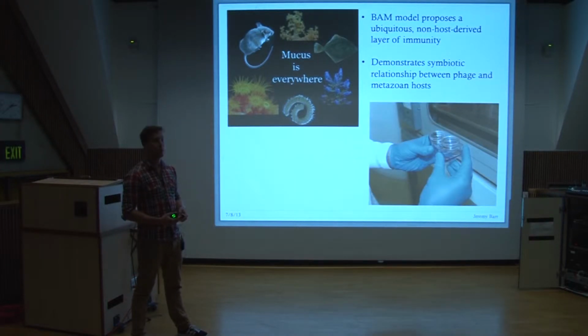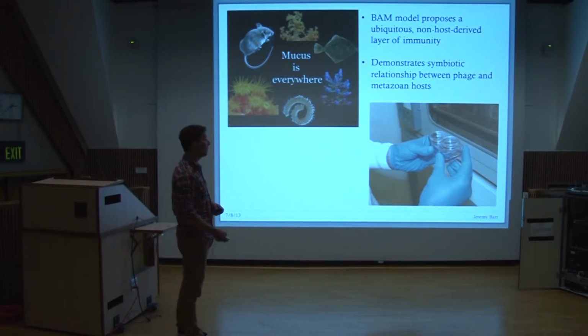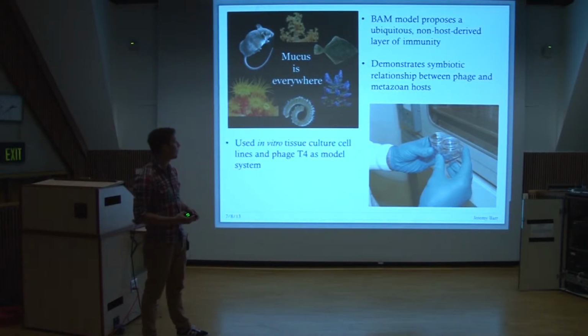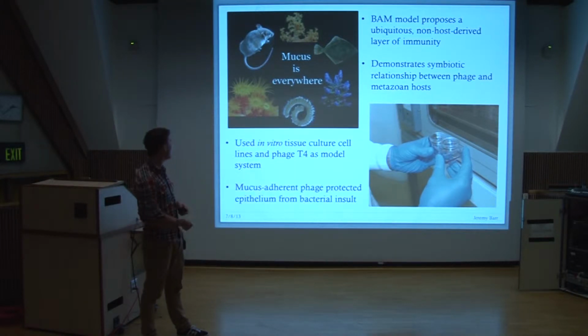A lot of the work that we did in this paper was actually done using in vitro tissue culture cell lines that produce a very basic mucosal surface. So we're using these mucus tissue culture cells and phage T4 as a model system, and some of the results we show were that these mucus adherent phage actually protected these tissue culture epithelium cells from bacterial insult and reduced their cell death.